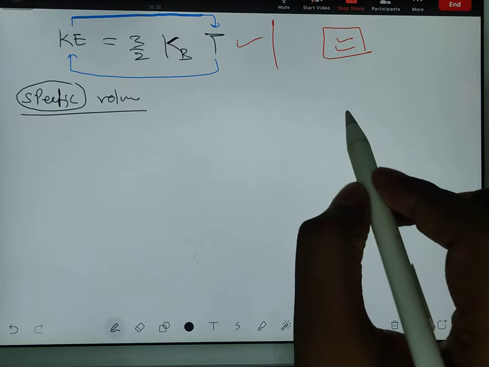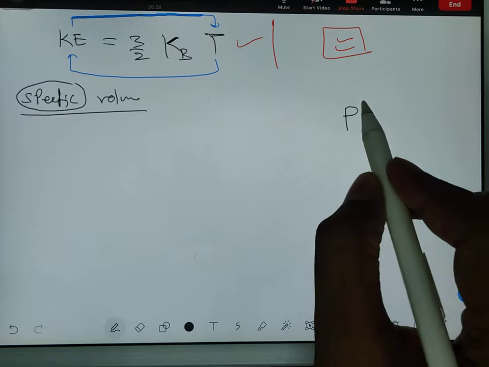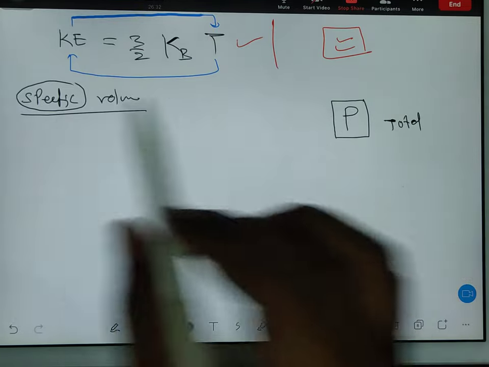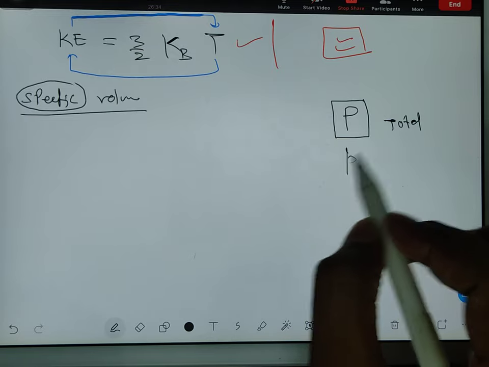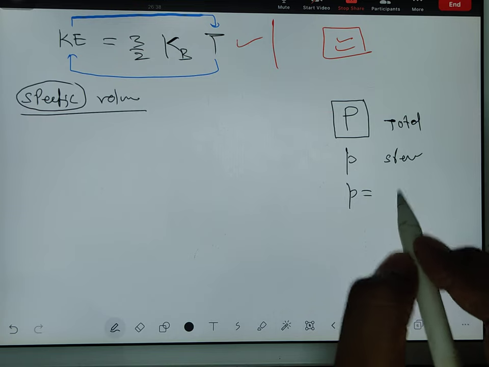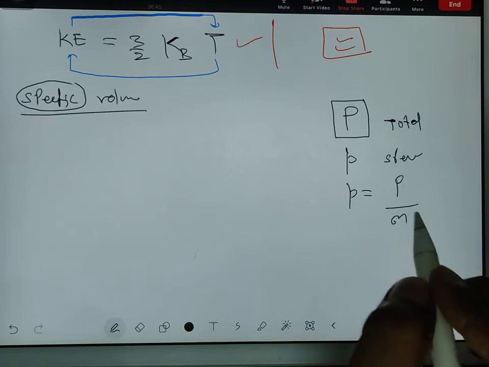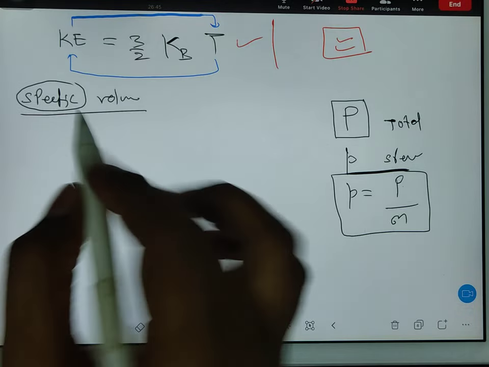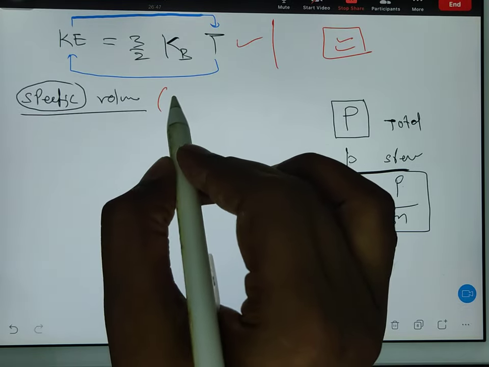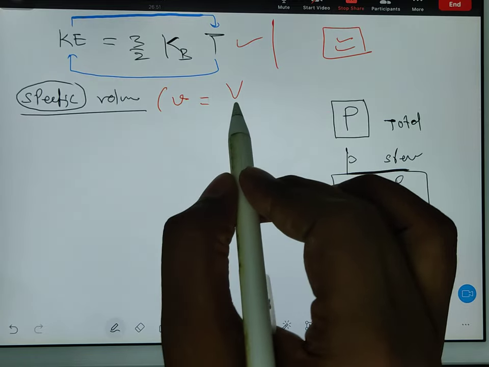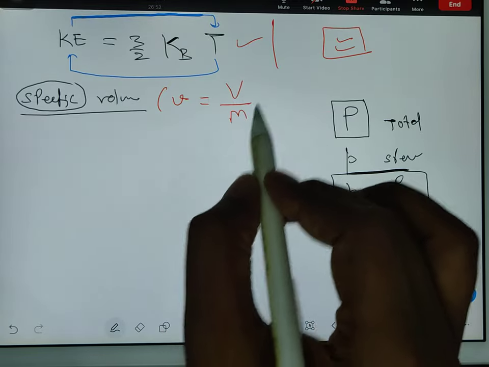Suppose I have any property P. So this capital P means this is your total property. And if I am bothered about specific, then I will be writing small p. Small p means specific, and small p is nothing but total property divided by total mass. So this is how we calculate specific. In the same way, your specific volume we are going to represent as small v, and this small v is going to be your capital V, meaning total volume, divided by total mass.